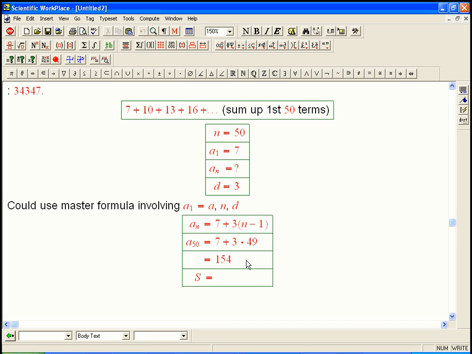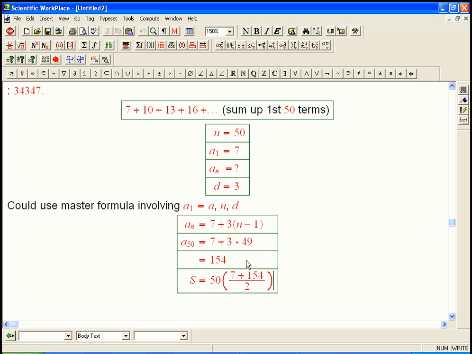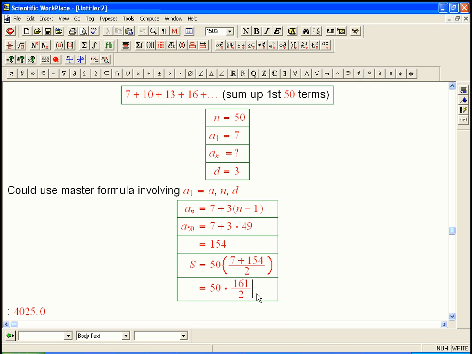So S is just going to be how many terms? Just 50 times the average of the first and last, which I now know is 7 plus 154 all over 2, which is 50 times 161 over 2. That's not very pretty. And so you could say 25 times 161, but again, I'll cheat a little bit. 4025.